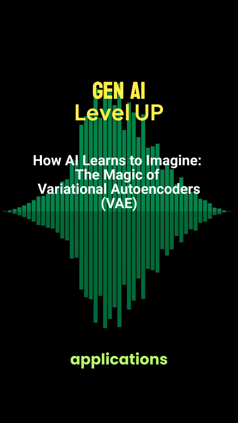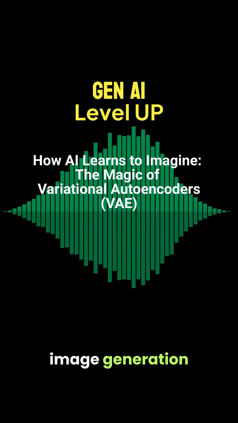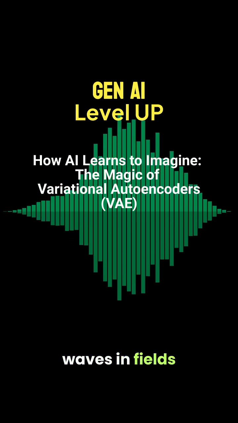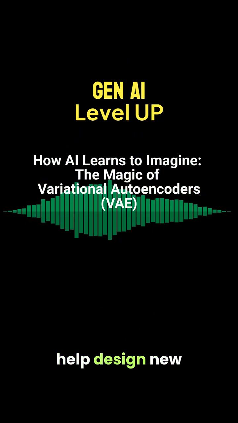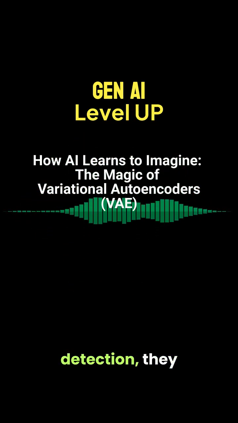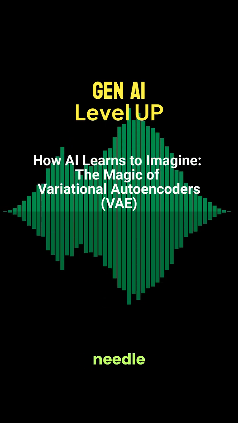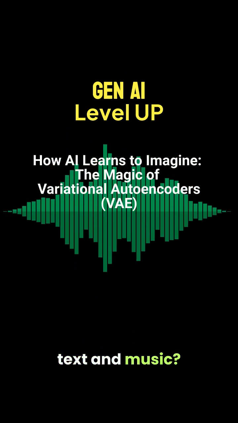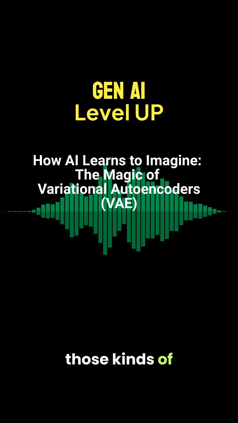Absolutely. And the applications are truly vast. We've touched on image generation and manipulation. But VAEs are also making waves in fields like drug discovery, where they can help design new molecules with specific properties. And in anomaly detection, they can be used to spot those needle in a haystack events that don't fit the usual patterns. And what about text and music? Can VAEs handle those kinds of data too?